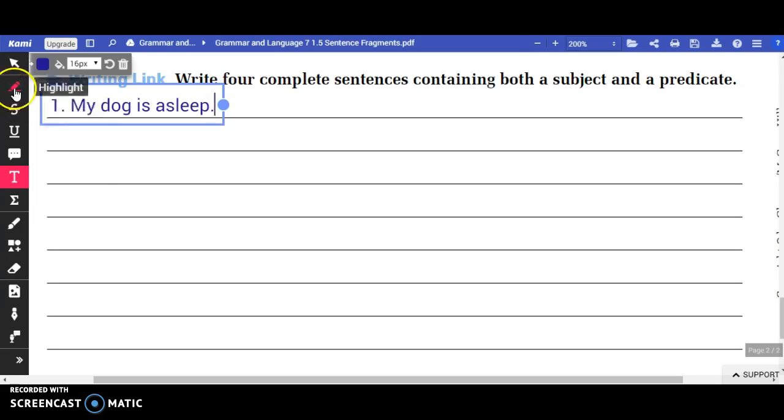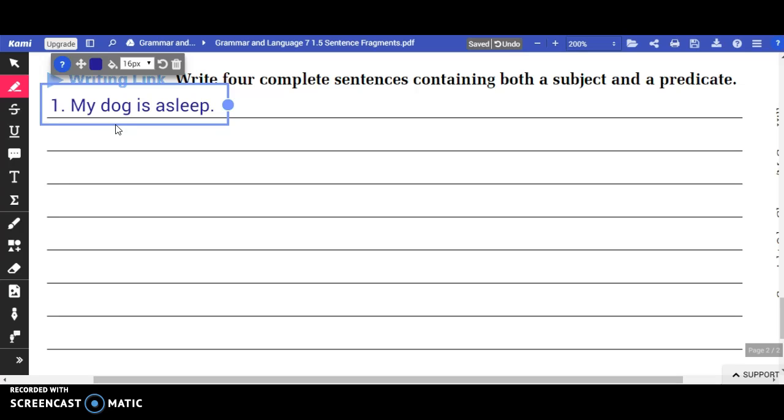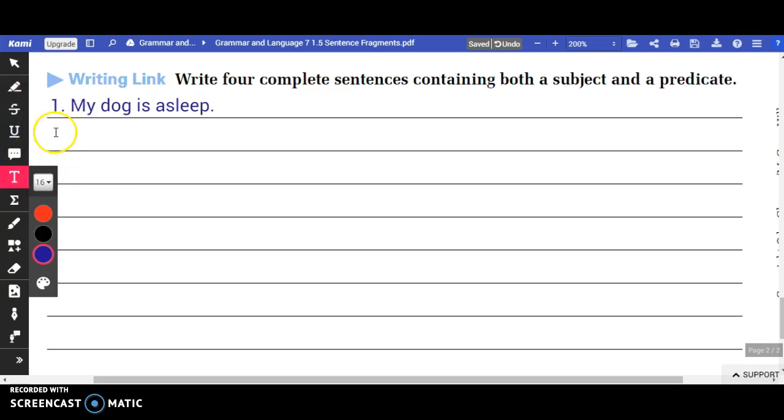So my subject is my dog, and what he's doing is sleeping. So my subject is dog, that is the noun, and my predicate is asleep, that is my verb. So what I would need to do now is put 2 on the next line and continue by writing my second, third, and fourth sentence.